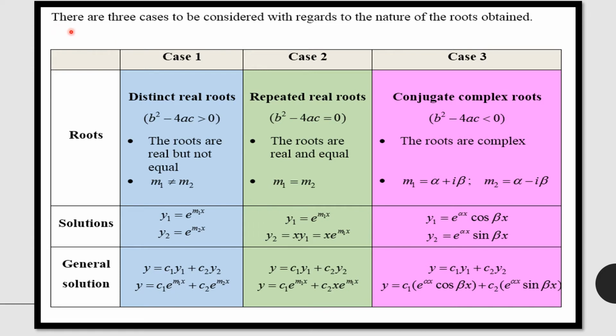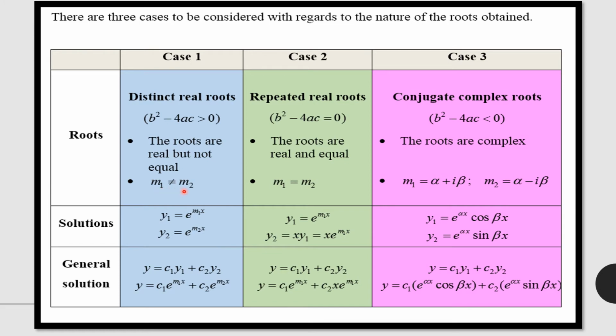In finding m1 and m2, there may be three cases that we have to consider. In the first case, what happens when the two roots m1 and m2 that we obtained are not equal to one another, and they are real numbers? Or in other words, we say the roots are real but not equal. m1 is not equal to m2.